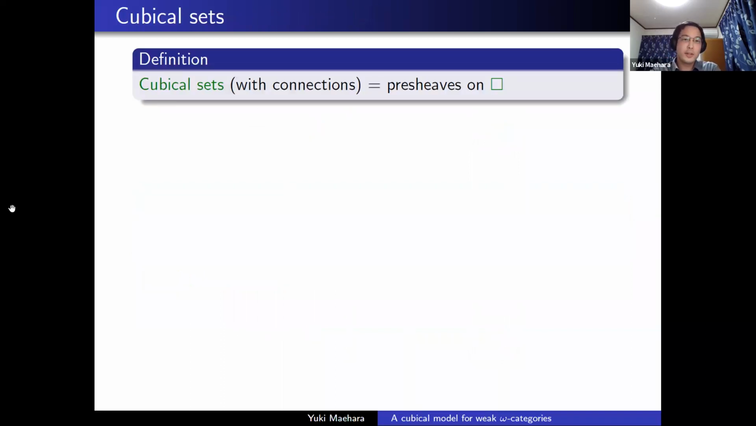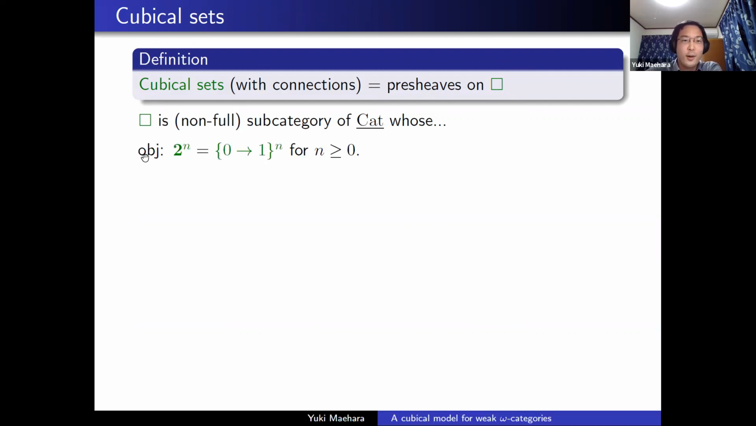Right. So now maybe I should make precise what I mean by cubical sets. These cubical sets, again, I say with connections, but don't worry too much. These things are the presheaves on this category of cubes, which I think is easiest to describe as a subcategory of cat, although it won't be full. But anyway, this category is a subcategory of cat whose objects are cubes. So these are the powers of the generic arrow category.